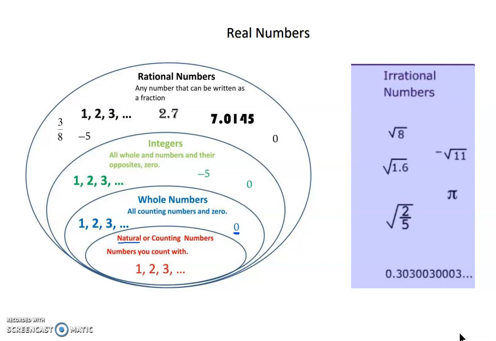If you look at the decimals for rational numbers, they typically will have a pattern or they will terminate. So for example, in the middle here it says 2.7 or 7.0145. Those are both terminating decimals, so they have an end, or decimals that have a pattern like repeating decimals, like 2.66666. We can say 2.6 repeater. Those fit in the rational number category.